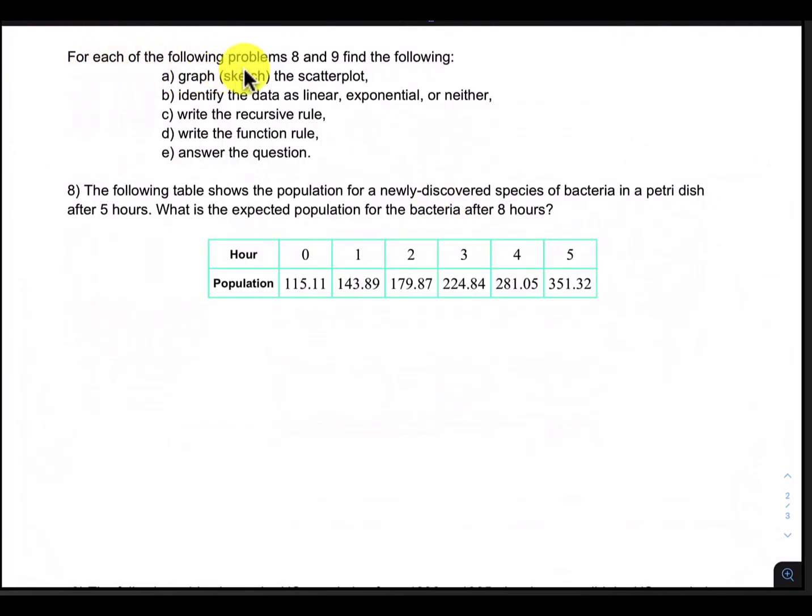All right, it says for each of the following problems 8 and 9, find the following. Graph or sketch the scatter plot, identify the data as linear, exponential, or neither, write the recursive rule, write the function rule, also called the explicit rule, and answer the question. So for 8, the following table shows the population for a newly discovered species of bacteria in a petri dish after 5 hours. What is the expected population for the bacteria after 8 hours?